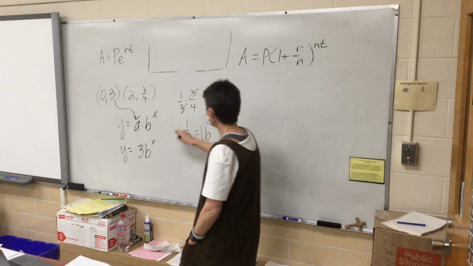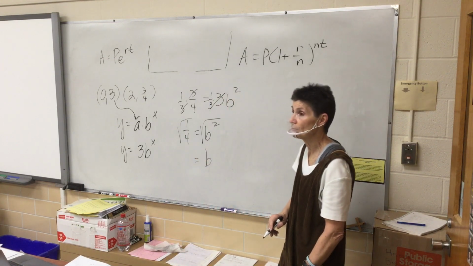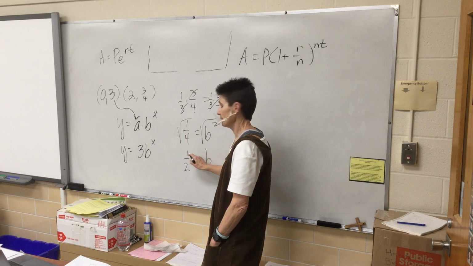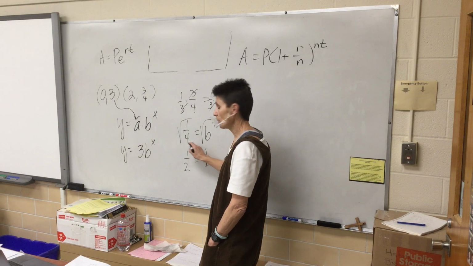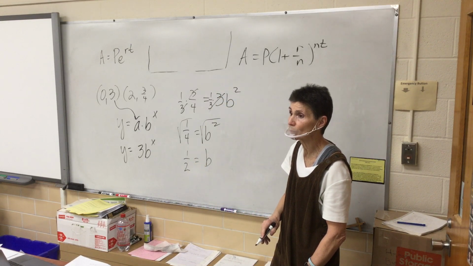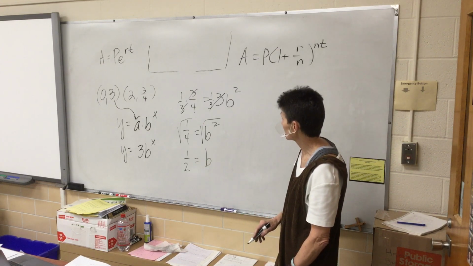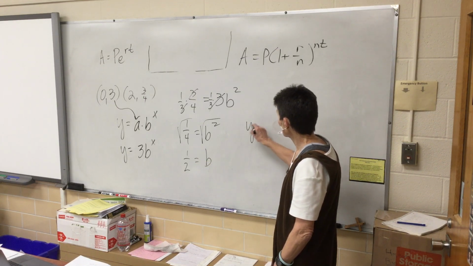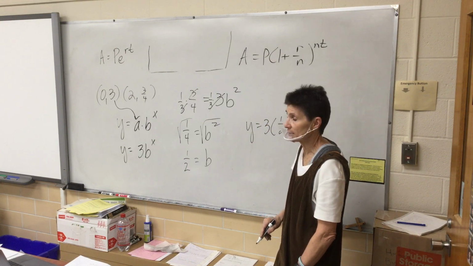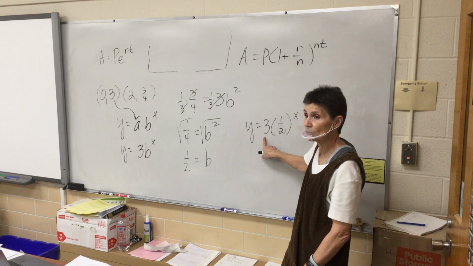So what do I get for b then? What does b equal? The square root of 1/4, which is, no. What's the square root of 1? 1. What's the square root of 4? 2. It's 1/2. I'm not squaring it, I'm square rooting it, so that I get plain b. So my answer is y equals 3 times 1/2 to the x, because b was 1/2. This is called the initial value.